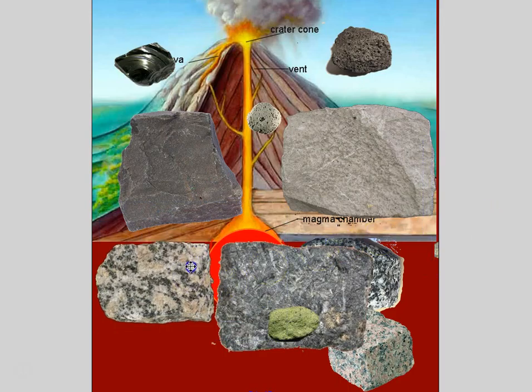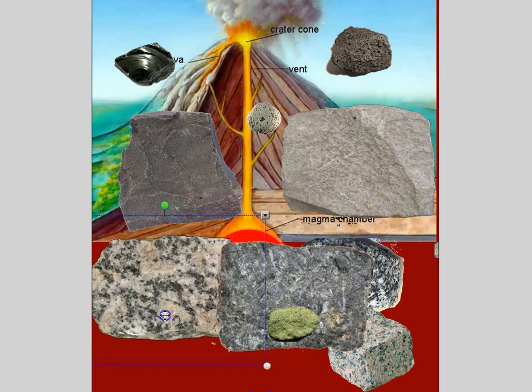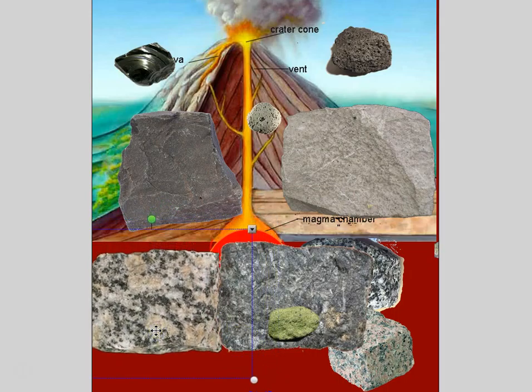And here is another rock that cooled very slowly. And you can see it has big crystals, and they look like chunks of color, almost like if you had ice cream with different candies or chips in it. You can see different textures here and different minerals.